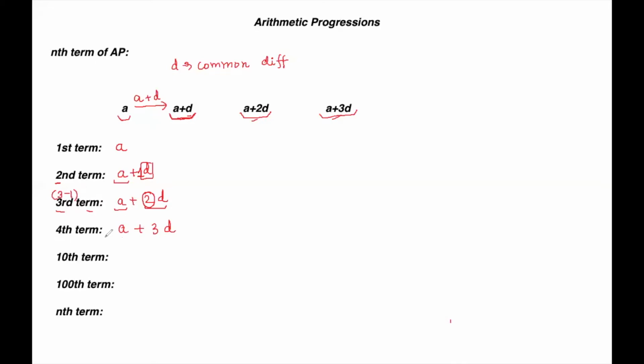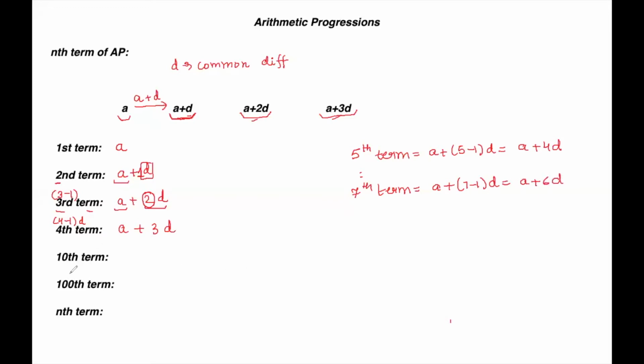Now I need to find the fourth term. This is A plus 3D, that is 4 minus 1 into D. If I need to find the fifth term, what would it be? It would be A plus 5 minus 1 into D, that is equal to A plus 4D. Similarly, if I need to find the seventh term, that would be equal to A plus 7 minus 1 into D, that is equal to A plus 6D. So I hope this is clear to you.